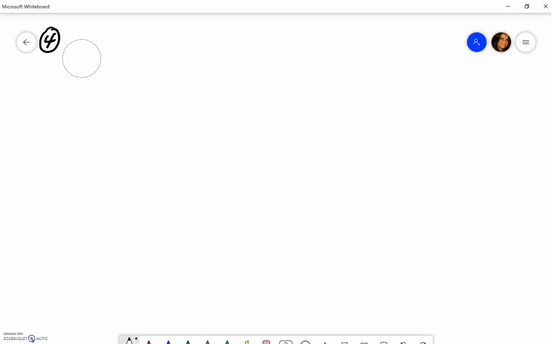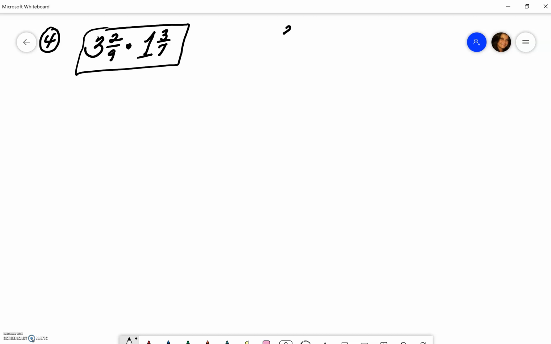And sorry about this writing. Let me write that a little bit better. So 3 and 2 over 9 times 1 and 3 over 7. Now, again, to multiply that, the first step would be to convert it to an improper fraction. So I'll start with them over here on this side.